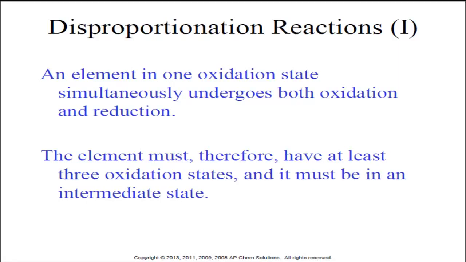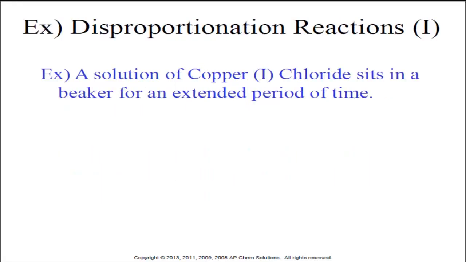A disproportionation reaction is where an element in one oxidation state simultaneously undergoes both oxidation and reduction. So the element has to have at least 3 oxidation states, and it has to be in an intermediate state for this to happen. So a solution of copper 1 chloride sits in a beaker for an extended period of time. That's our example we're going to start with.